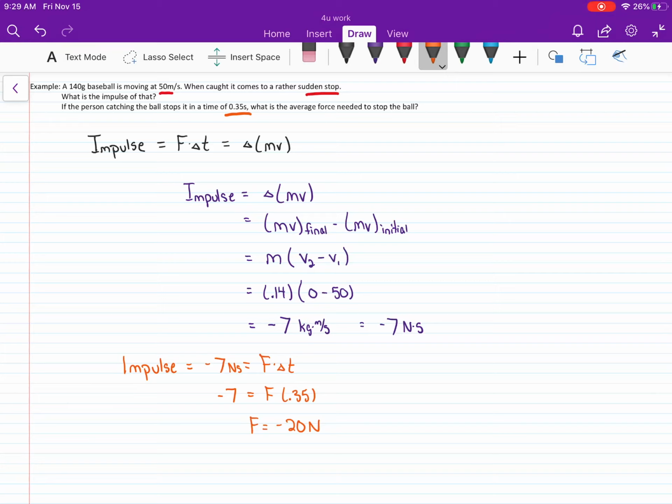Note that this is an average force. If it was the same force for the whole 0.35 seconds, it would take 20 newtons. Probably it started off smaller, got much bigger, and then dropped off to 0 again, but we don't know how to figure out that peak force. We're just going to get the average force when we do this impulse.